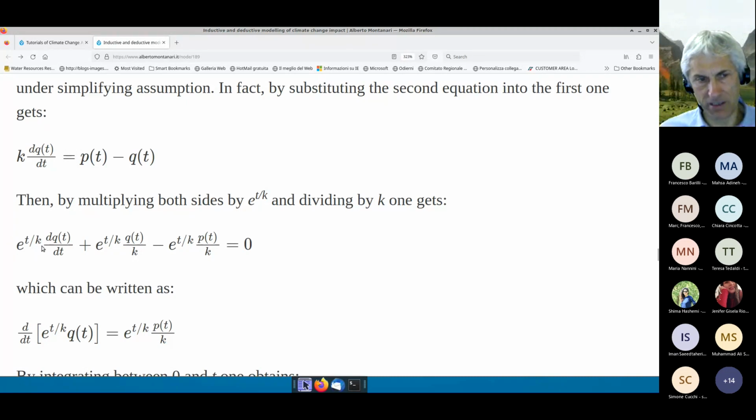We multiply it by e to the power of t over k and divide by k, so the k that is in the above equation disappears. Okay, good. Now there is the second term, which is the qt term multiplied by e to the power of t over k divided by k, and then we have the last term, which refers to rainfall. Good. Now, why did we multiply everything by e to the power of t over k?